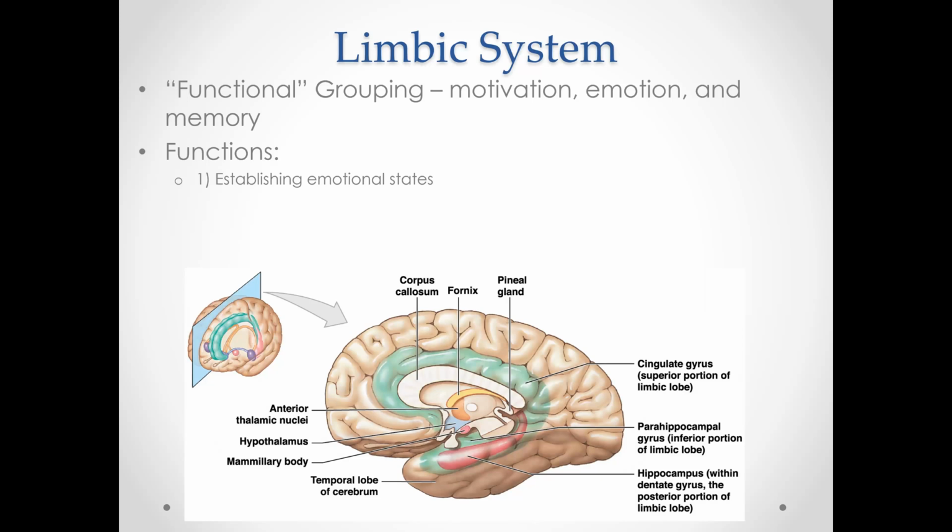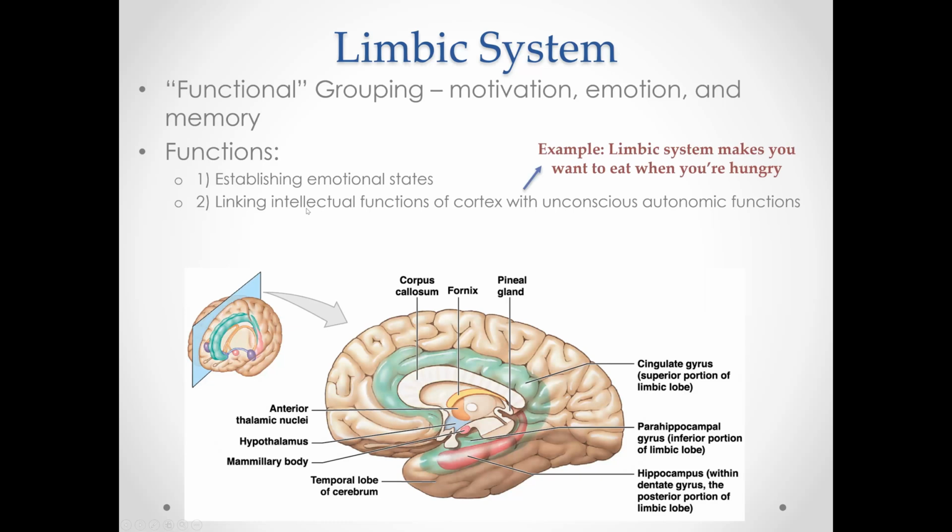So the functions of the limbic system are to establish your emotional states. So emotions come from the limbic system. The limbic system also links the intellectual functions of the cortex with the unconscious autonomic functions. This is your motivation side of things. So for example, if you unconsciously sense that you're hungry, this will be passed up to your intellectual area of your brain, and you're going to want to go find something to eat. So the limbic system is what makes you motivated or want to eat when you're hungry.